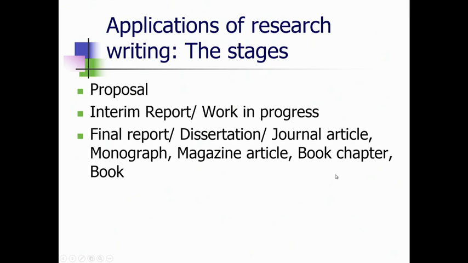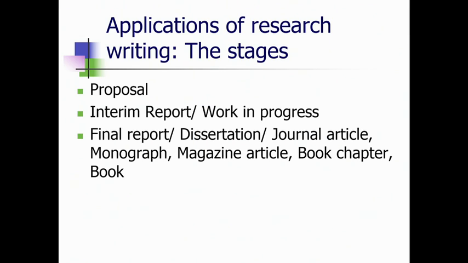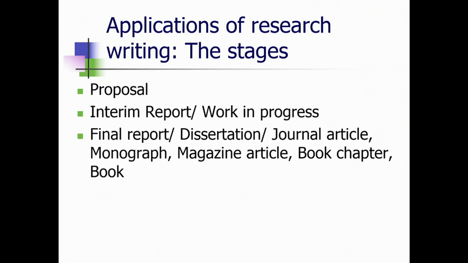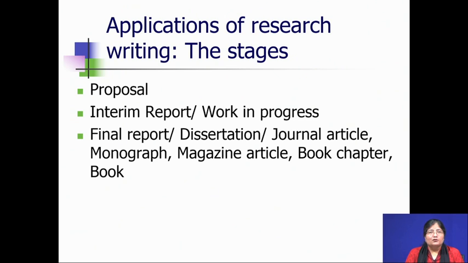Applications of research writing, the stages of research writing. You first write a proposal, then you prepare an interim report, which reflects the work in progress. Then, based on the feedback you get from your committee, from the group assessing the research and the written document, it becomes a work in progress. Then the final report is generated.